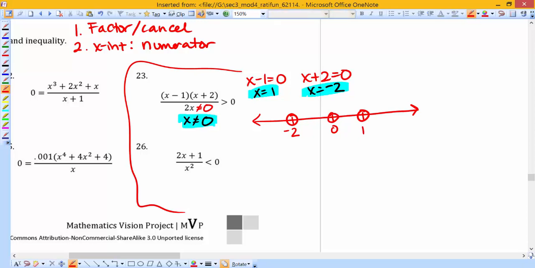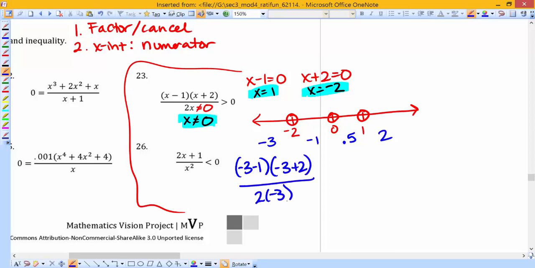So the testing that you would have to do, and I'm not going to do the testing part, you need to pick a number on the left side of negative 2, so maybe negative 3. In between 0 and negative 2, I'm going to say negative 1. In between 0 and 1, I'm going to say 0.5. And then greater than 1 is 2. So you're going to have 4 numbers you have to plug back into the original. So negative 3 minus 1, negative 3 plus 2, all over 2 times negative 3. And it must be greater than 0.